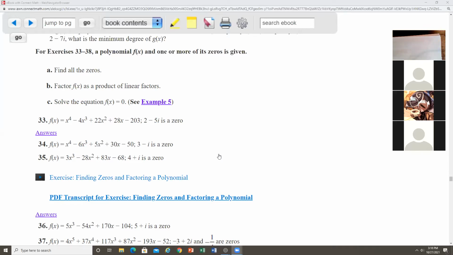All right, now here's the beauty of this problem. They're going to help you out. They're going to give you a little jump start, ladies and gentlemen. They're going to tell you a zero of the polynomial function, and using that given zero, they want you to find all the remaining zeros. So notice for this 4th degree polynomial function in problem number 34, they give us one of the zeros as 3 minus i. We have to therefore find the other 3 remaining zeros.